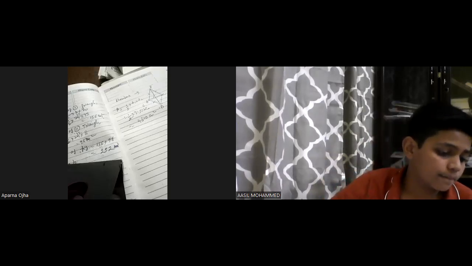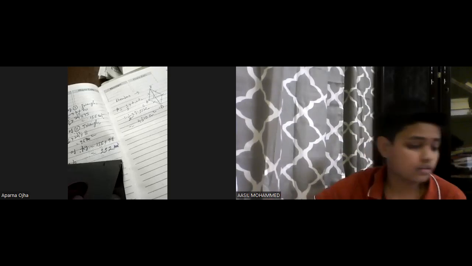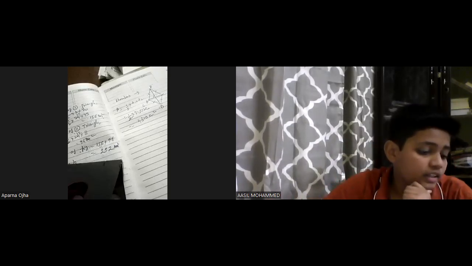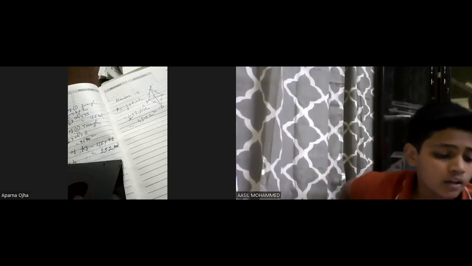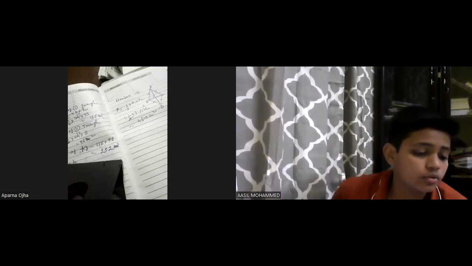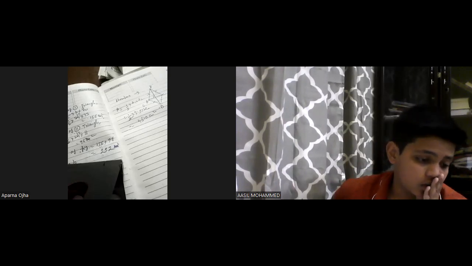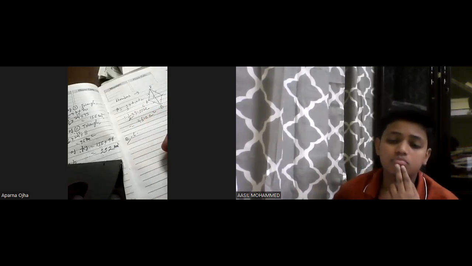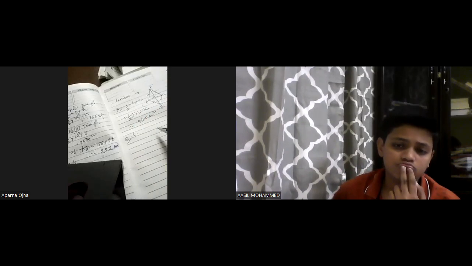Next question. Sixth one. Find the area of rhombus whose side is 5 centimeter and whose altitude is 4.8 centimeter. If one diagonal is 8 centimeter long, find the length of another diagonal. Yes, this is a little different question. Question number 6.